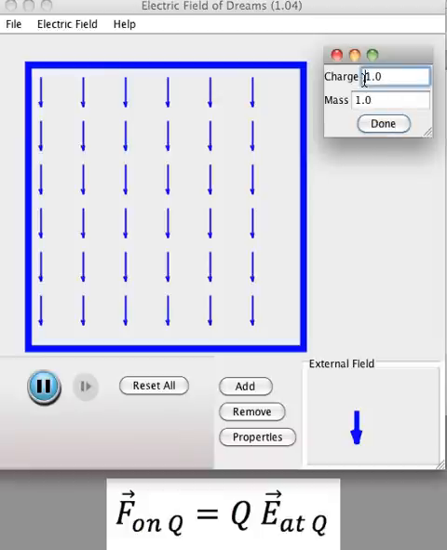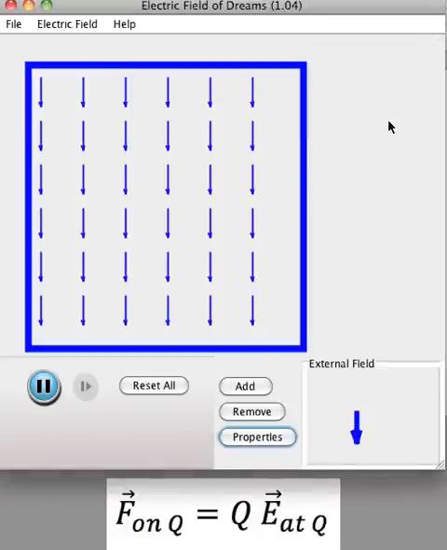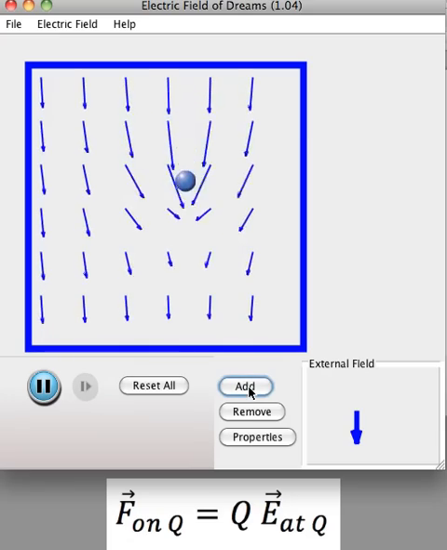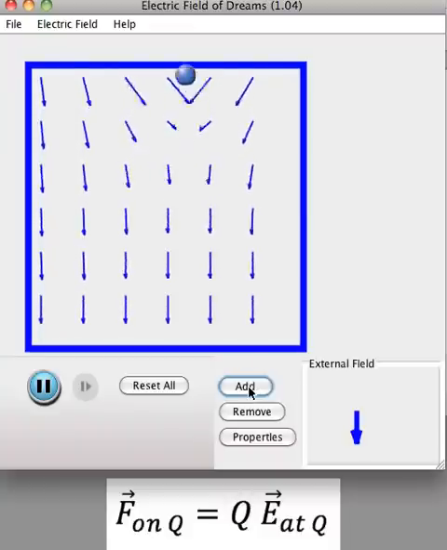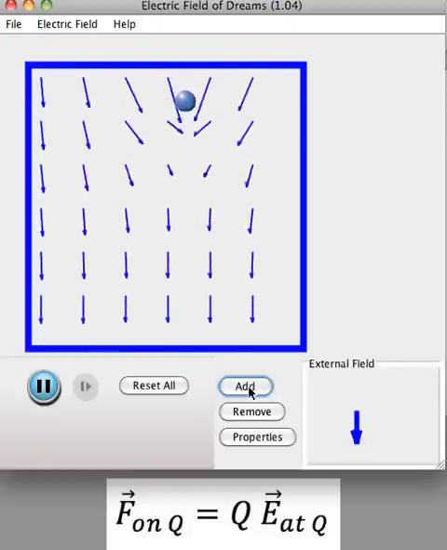What about a negative charge? I added a negative charge. You look at this formula, the electric field points straight down. Charge Q is negative. If I multiply a negative number times a vector pointing straight down, I get a vector pointing straight up. So in a downward electric field, a negative charge has a force on it that's straight up. So it's an upward constant force. So it's like the bouncing ball turned upside down.